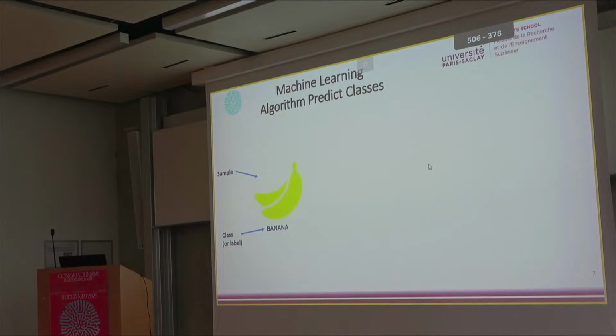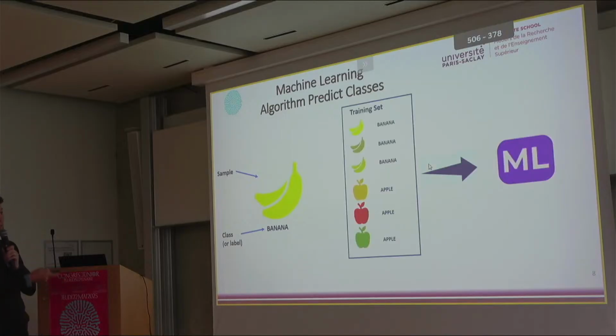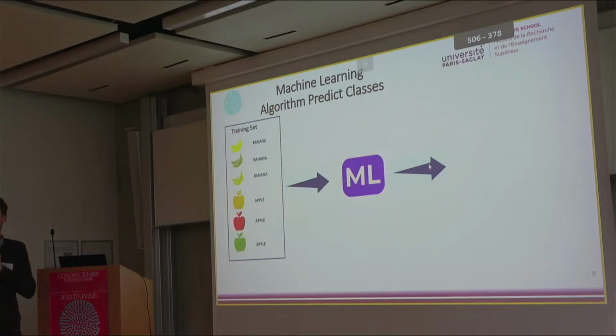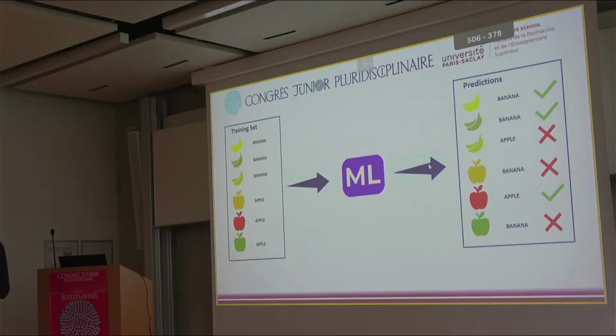For example, I want to predict that this is a banana. How does it work? I give a machine learning model a training set composed of fruits, for example banana and apple. I give it to a model, and hopefully it will be able to make accurate predictions about which fruit is a banana and which fruit is an apple. Now, how can it be of use in chemistry?